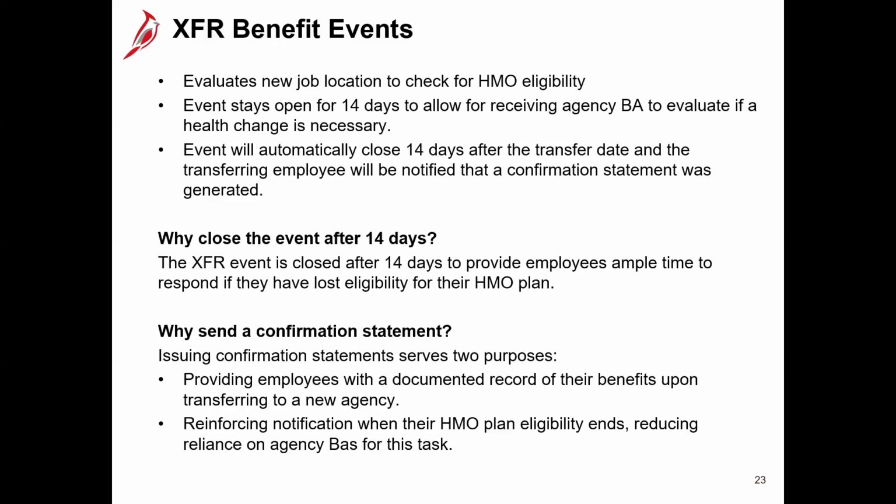It's closed after 14 days to provide the employee ample time to respond if they have lost eligibility for the HMO plan, because that was considered a qualifying event. You have the 30-day period. We wanted to notify the employee at day 14 so that they have time to respond to that termination and get their form to the agency BA so that they can establish a new plan.